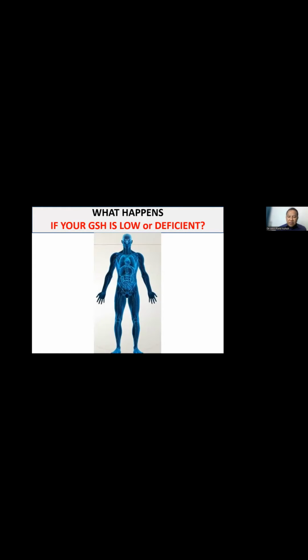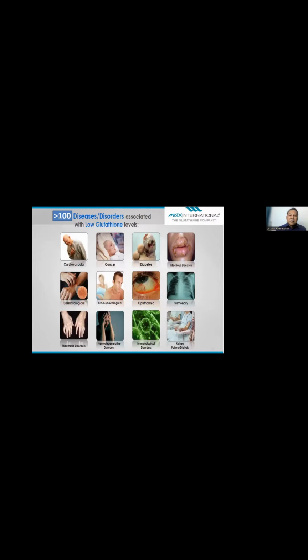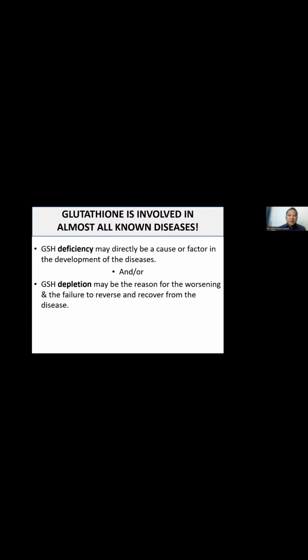Okay, with that background of what glutathione is and the importance of glutathione and how it's related to aging, diseases, and cancer, and also to longevity, what happens if our glutathione is low or deficient? Of course, we expect diseases, including the top killer diseases: heart attack, stroke, cancer, diabetes, and many other diseases. More than 100 diseases and disorders have been studied and found to be associated with having low levels of glutathione. And in fact, glutathione is involved in almost all known diseases.